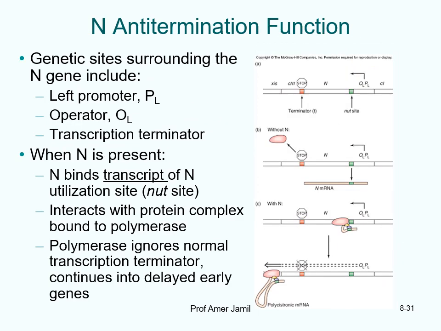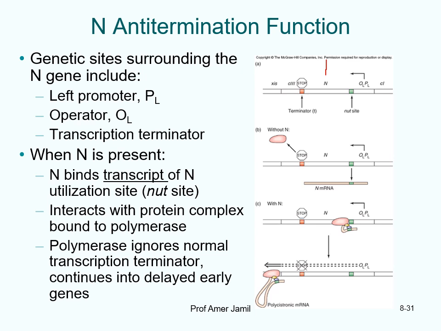So how does the anti-termination function? You might have noticed that in the case of promoters and operators, there are OL and PL, which are leftward operators and promoters, and OR and PR, which are rightward operators and promoters. Here, the N anti-termination factor, which is present here, includes the leftward promoter PL, the operator OL, and a transcription terminator. Here the transcription is terminated.